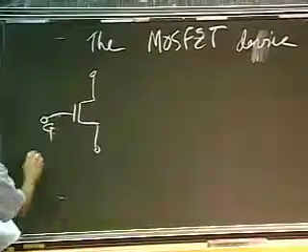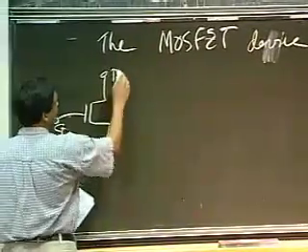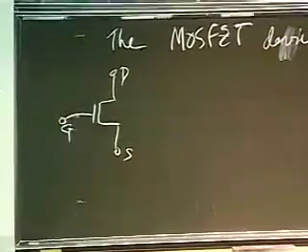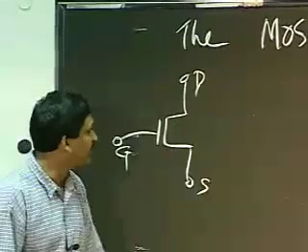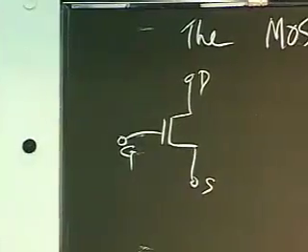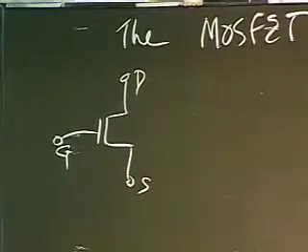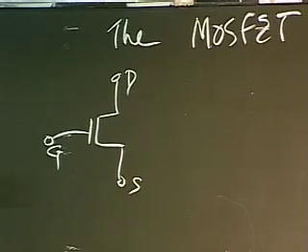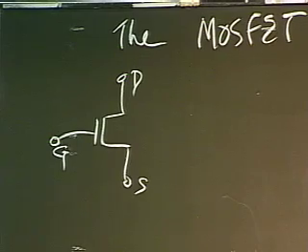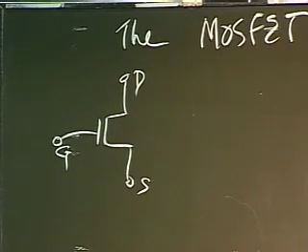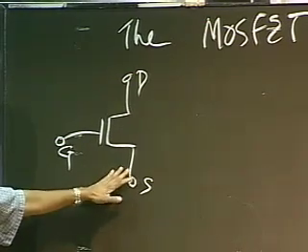It has a terminal called the gate, the drain, and the source. Gate, drain, and source. Three terminals. Okay? This is the primitive element that forms virtually every electronic component built today. Okay, this is the foundation of the universe.